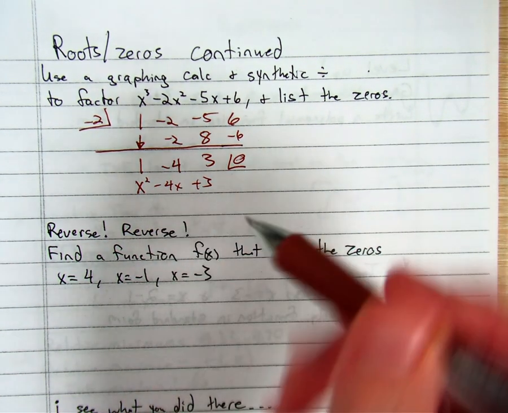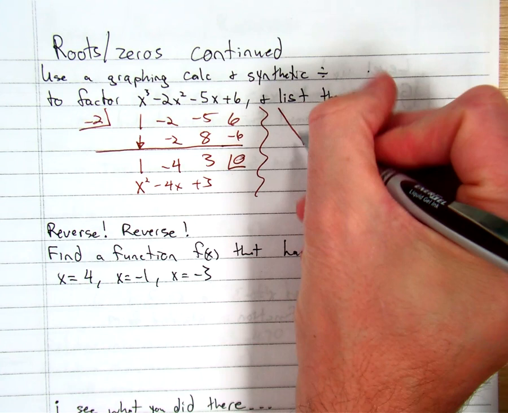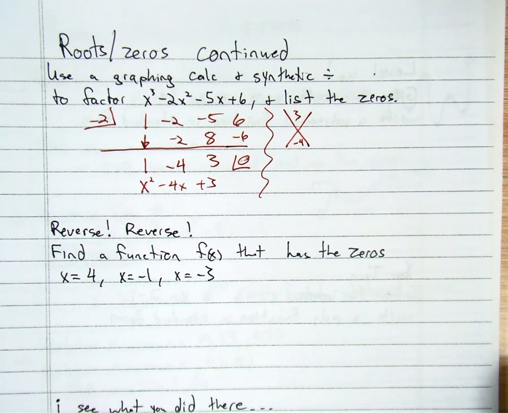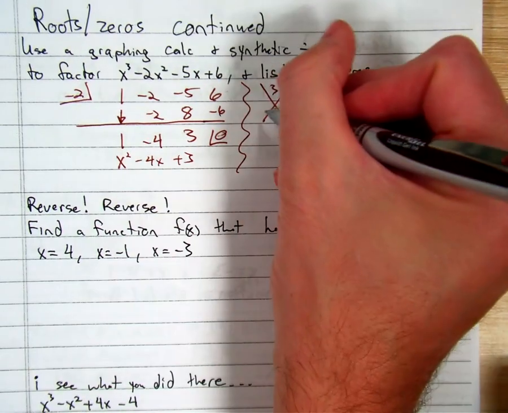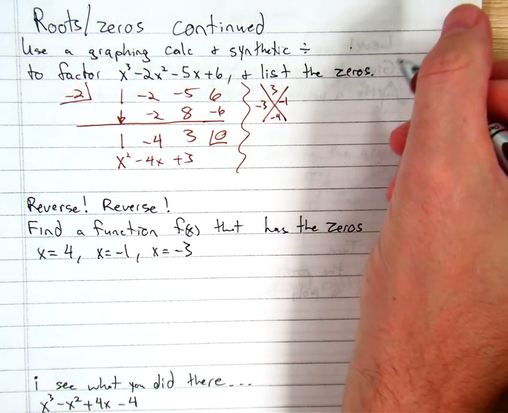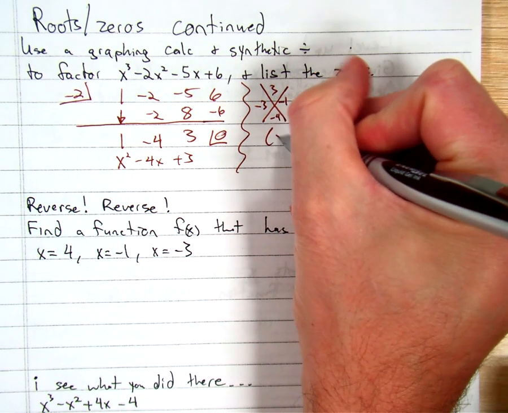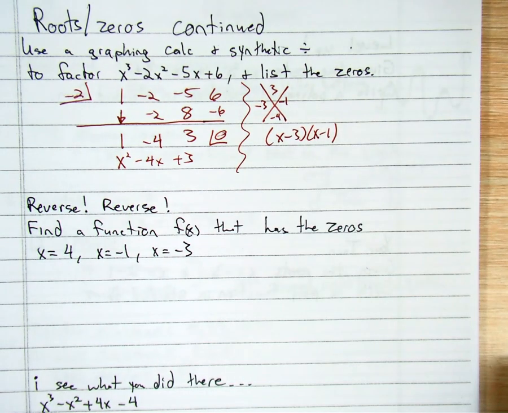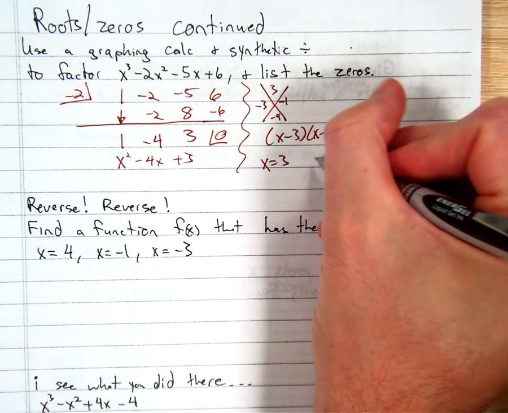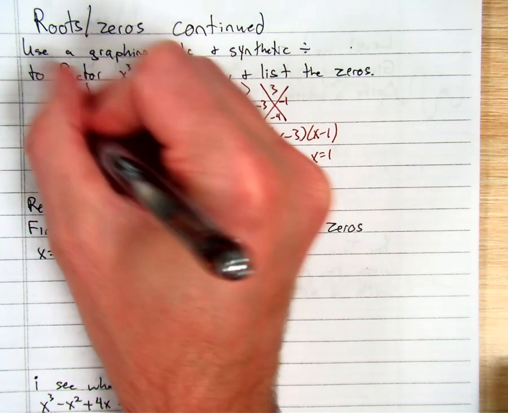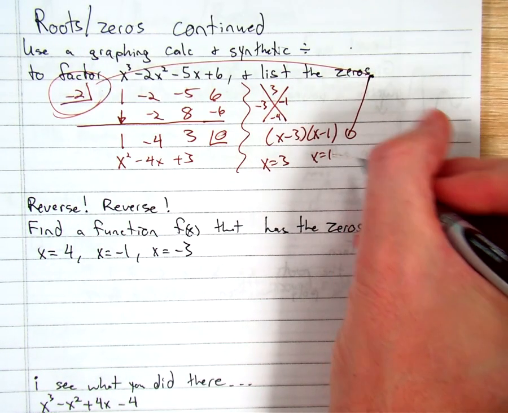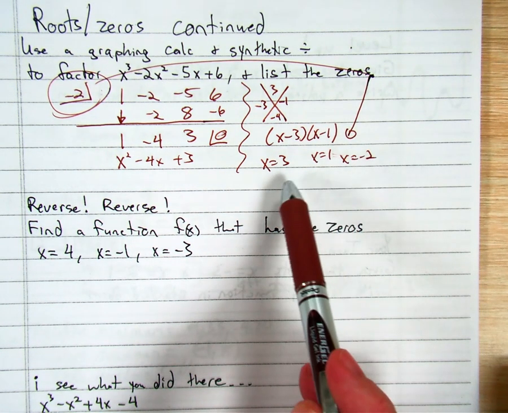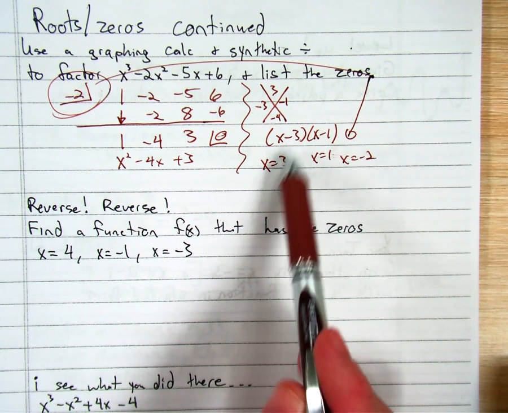Okay, can we factor this? What's going to multiply to 3 and add to -4? How about a -3 and a -1? So we would have x minus 3 and x minus 1. And our answers would be +3 and +1. And don't forget, -2. So you can see that our answers are opposite from the parentheses above.